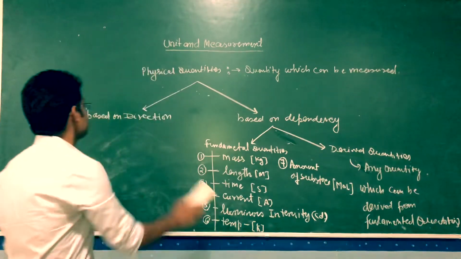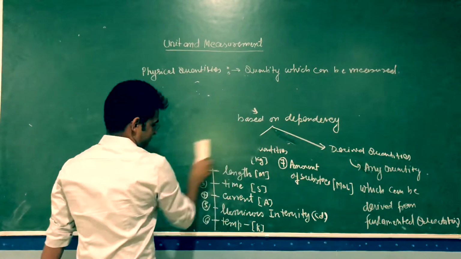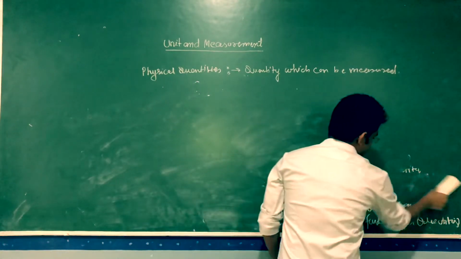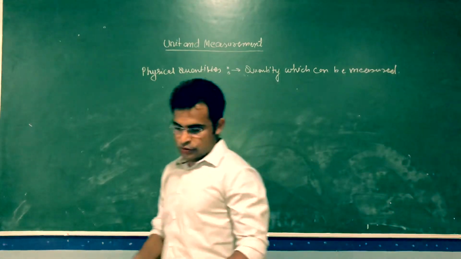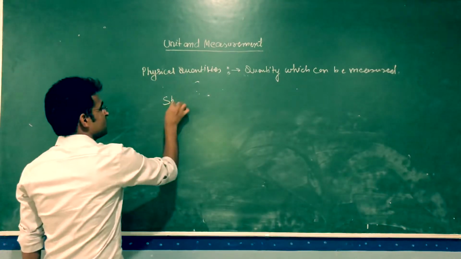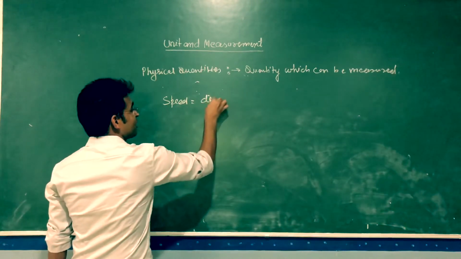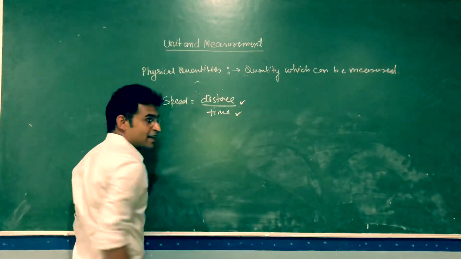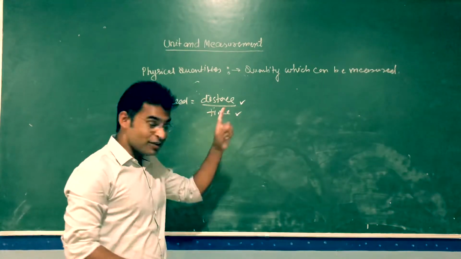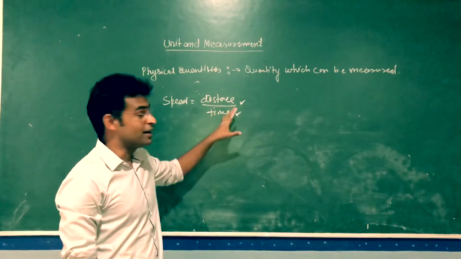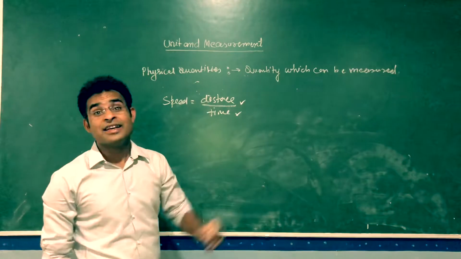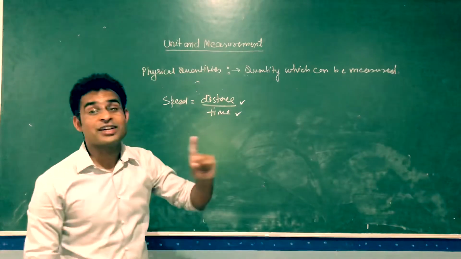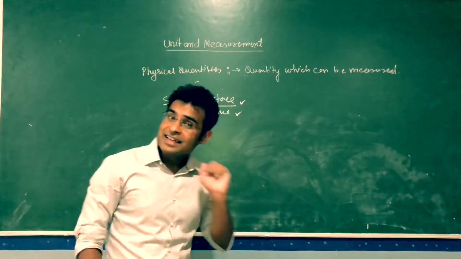An example of a derived quantity is speed. Speed is what? Distance divided by time. That is the basic formula of speed. It means distance is length, and time is second. Length is fundamental, and time is also fundamental. Using length and time we derive speed. So distance is fundamental, time is fundamental, but speed is derived, because we derive speed using distance and time.